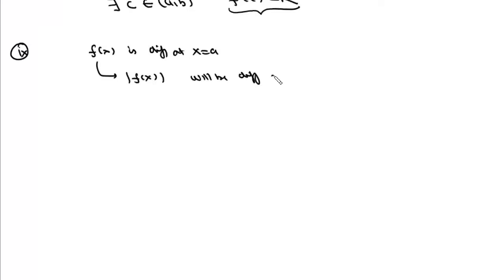And the ninth one is, if we have a function f(x) which is differentiable at x equal to a, then mod of f(x) will be differentiable at x equal to a if f(a) is unequal to 0.